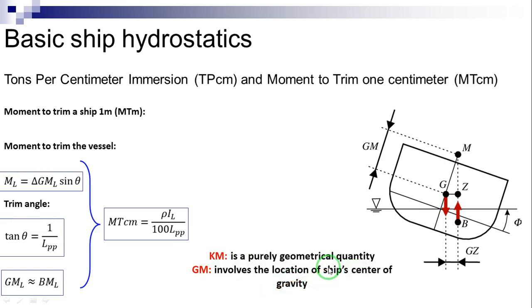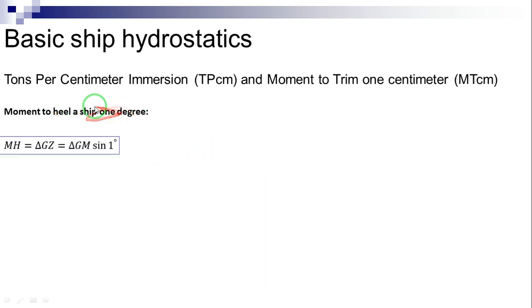It is also possible to calculate the moment that is necessary to heel a ship 1 degree. This moment can be calculated as we can see here. Thus, within the range of inclinations where the metacenter is stationary, the change in the angle of heel produced by a given external moment can be found by dividing the moment by the moment to heel 1 degree.